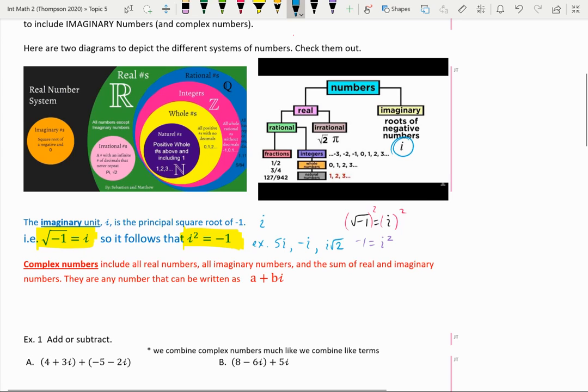All right, so we have the imaginary numbers, and we can add imaginary numbers and real numbers. And when we do that, we get this thing called a complex number. So complex numbers includes all real numbers, all imaginary numbers, and the sum of real and imaginary numbers. All complex numbers can be written as a plus bi, where a is the real part and bi is the imaginary part.